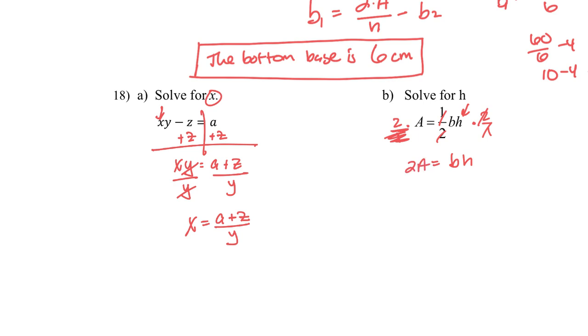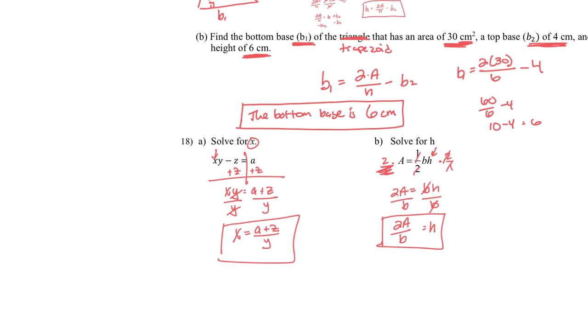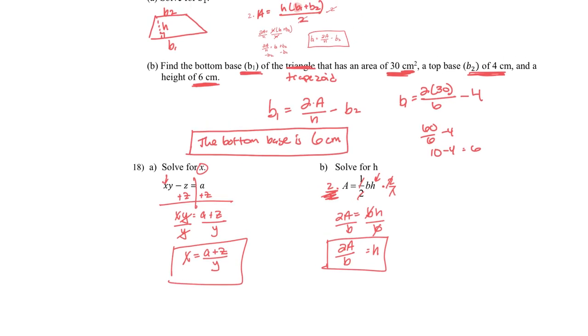Lastly, I have to get rid of the b. Well, it's b times h, so the inverse would be to divide. Those will cancel out, and we get h equals 2a divided by b. All right. Last page.